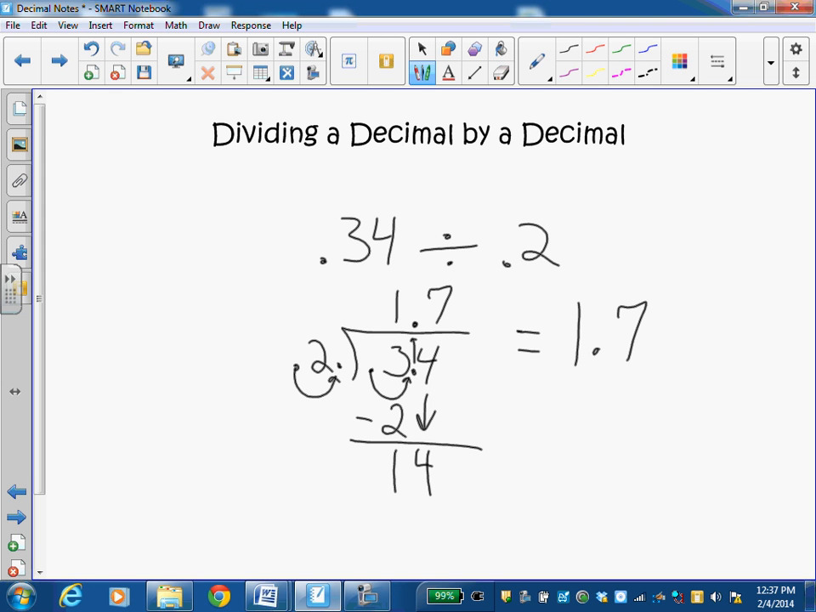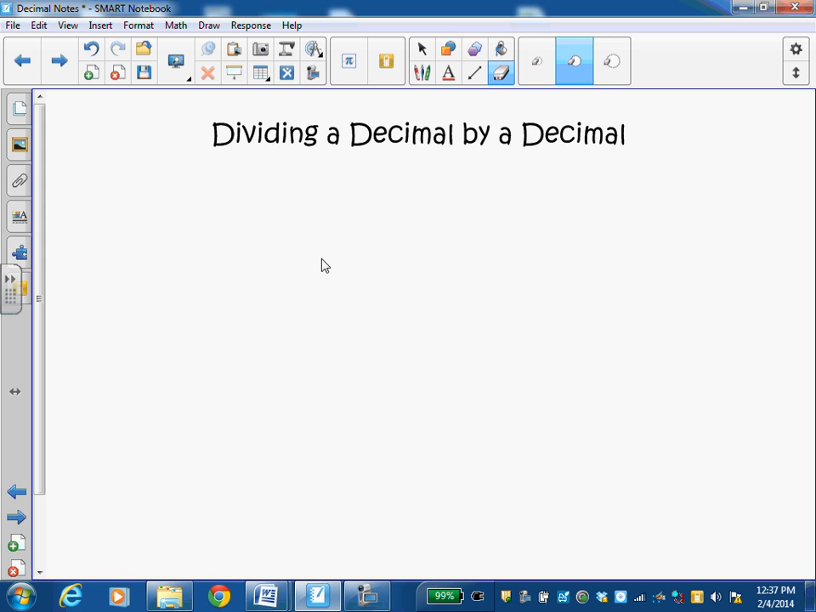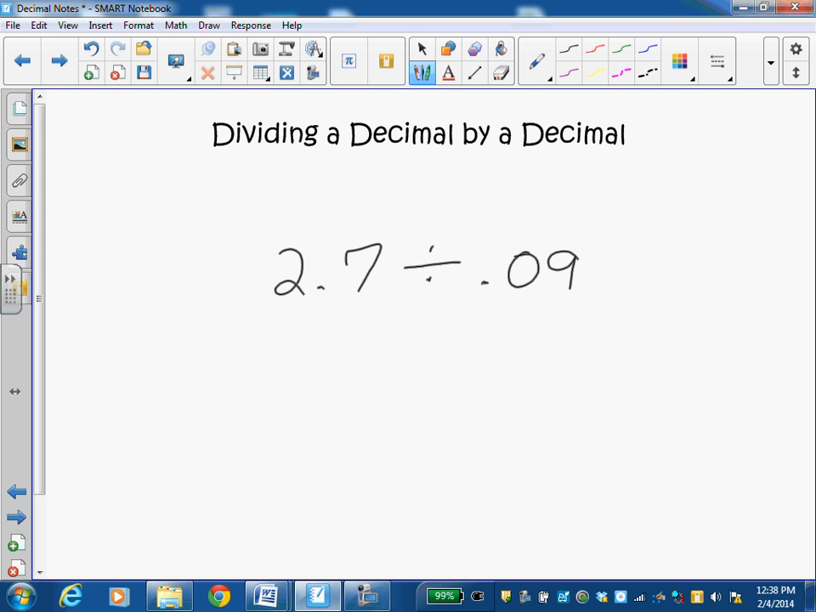Okay. Let's look at one more. Let's say that I had 2 7/10, and I wanted to divide that up by 9 hundredths. Okay. First step is I'm going to set it up in a way that I can work with. 2 7/10 is the dividend, and I'm dividing it by the divisor 9 hundredths.